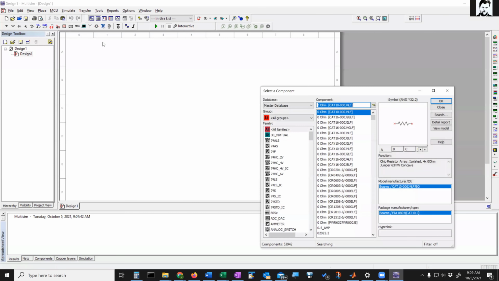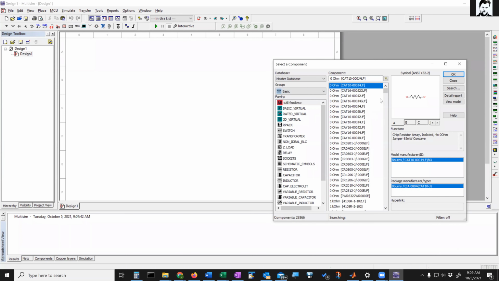Let me get some components in Multisim here. By the way, did everybody get their Multisim issues fixed with the updated code from a few weeks ago?